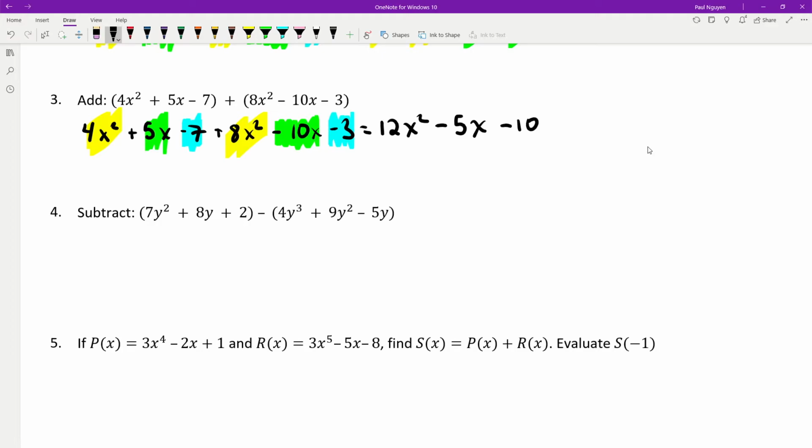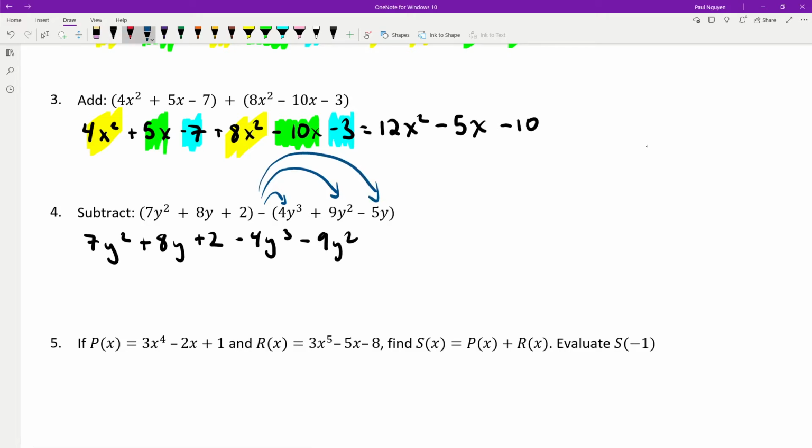How about you try number 4? Pause the video until you're done. All right. The one out in front, there's nothing to distribute. So it's just 7y squared plus 8y plus 2. Then we distribute this negative. Negative times 4y cubed is negative 4y cubed. Negative times this one is we're going to get negative 9y squared. Then negative times this one will give you a positive 5y.